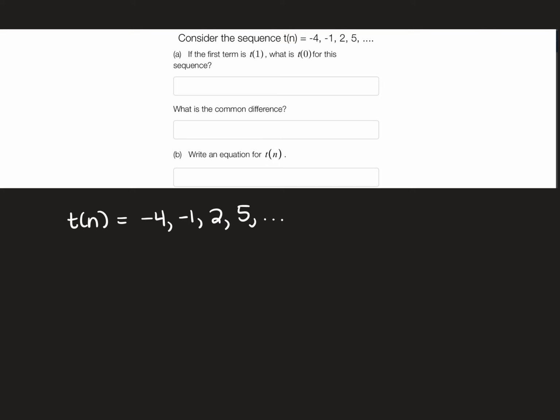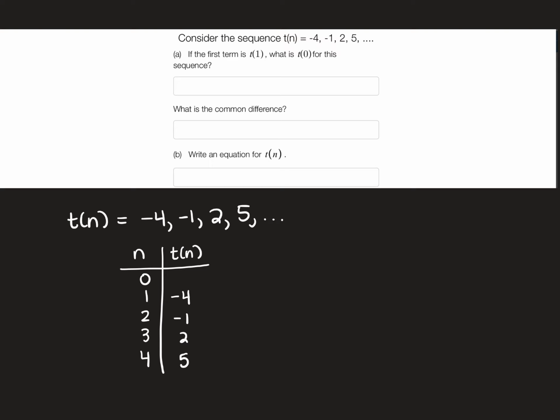So if you're looking at it in a table format, this is your n, this is t of n. So I'm going to put 0 on there. We're given the first term is -4, -1, 2, and 5. So we know what our first term is. We have to move backwards. So in order to do that, we actually need to find out what the common difference is first.